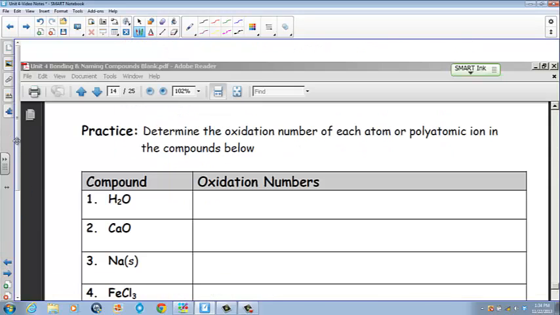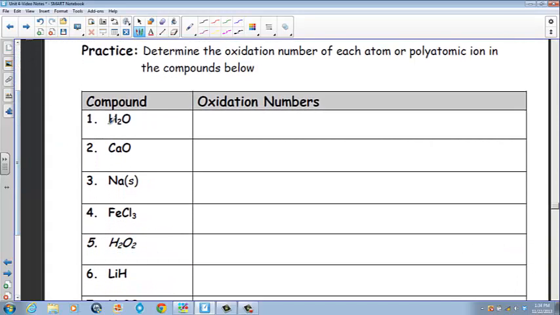Okay, finally, last but not least, some more practice. To determine the oxidation number of each atom or polyatomic ion in the compounds below: hydrogen is going to be a +1, oxygen is a -2, calcium, and then oxygen. We're going to split it up here to help us. Sodium is by itself, then we have iron, chlorine. We're not looking at the total; we just want to assign an oxidation number for each atom or polyatomic ion by themselves.